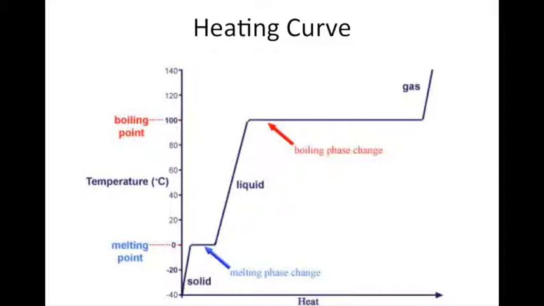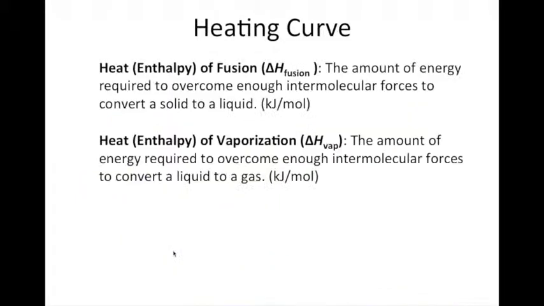So this is a general structure for a heating curve. This of course applies to water, but it also applies to other pure substances. Ammonia, methanol, ethanol would have heating curves similar to this. Of course, the boiling point and the melting point for those substances would be different.